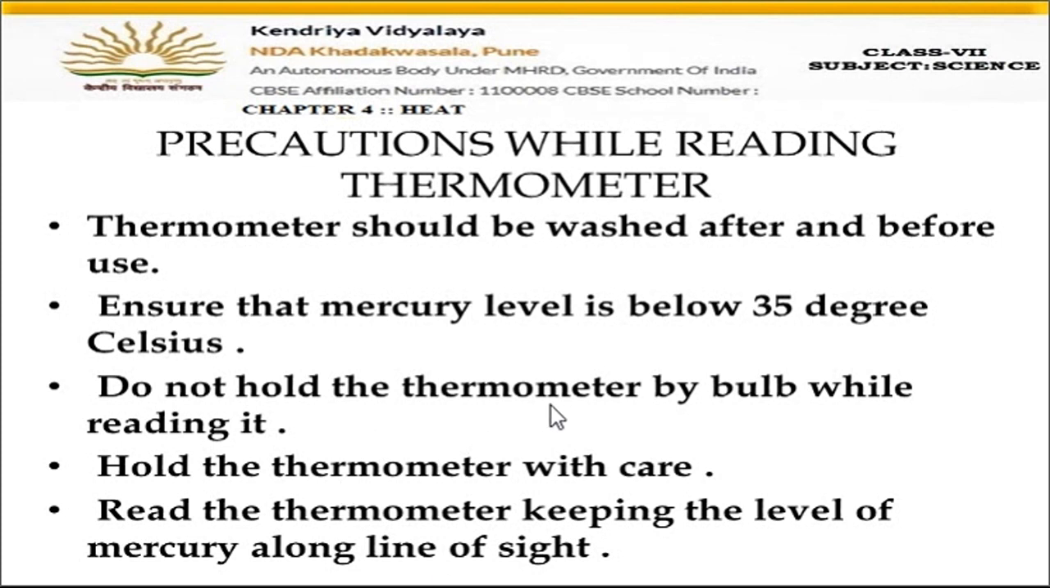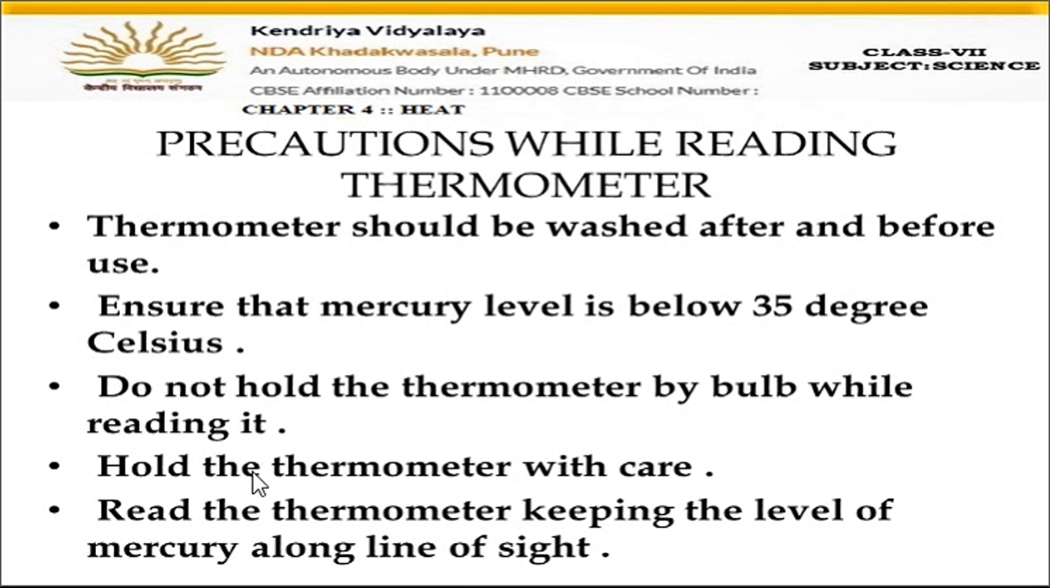Then ensure that the mercury level is below 35 degrees Celsius. Before using it, we have to ensure that all the mercury has gone down into the bulb and it is below 35 degrees. Now, do not hold the thermometer by the bulb while reading it.